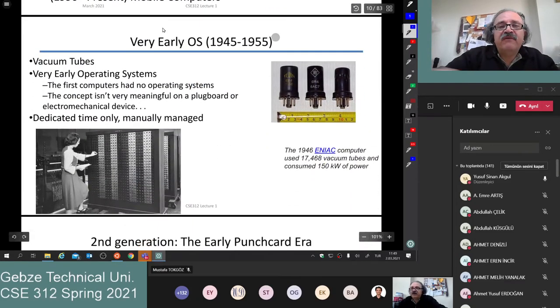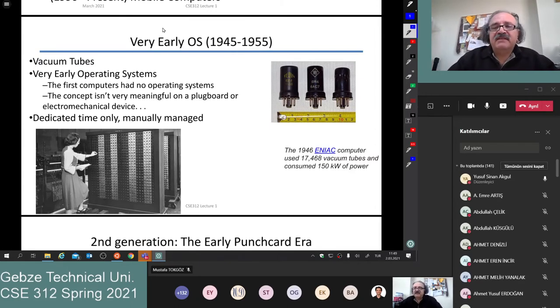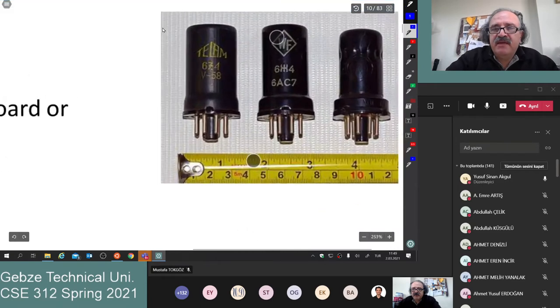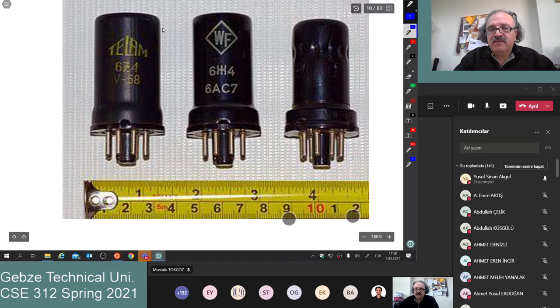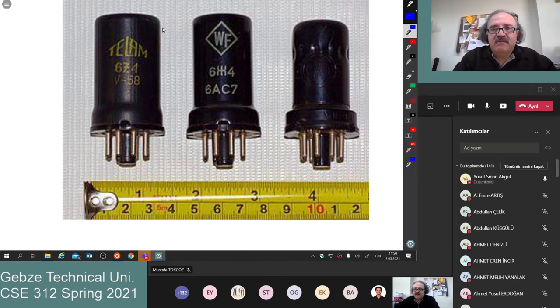In 1945 to 55, all the electronic devices were built using vacuum tubes. Vacuum tubes are very primitive versions of transistors, and they are very big. Nowadays we are talking about micron-level transistors, but each vacuum tube corresponds to a transistor, and it is about 2 centimeters wide, a few centimeters tall. You need to put thousands of them in a computer.